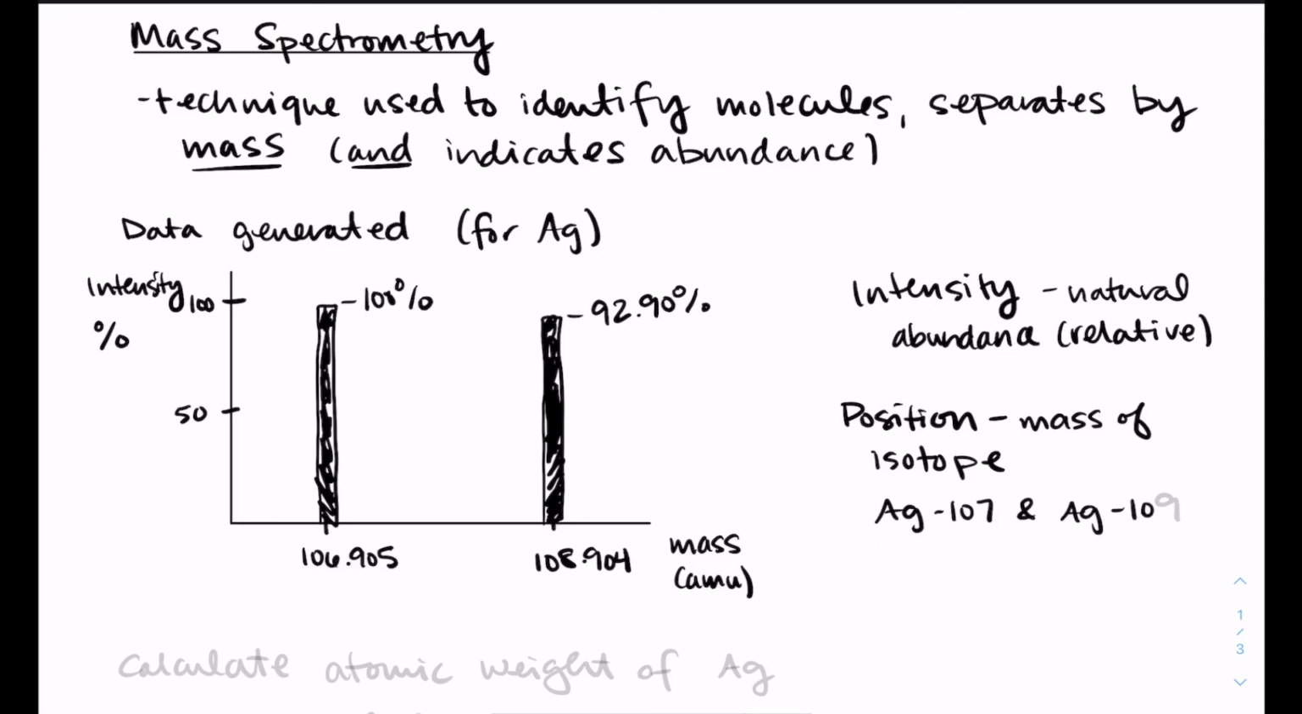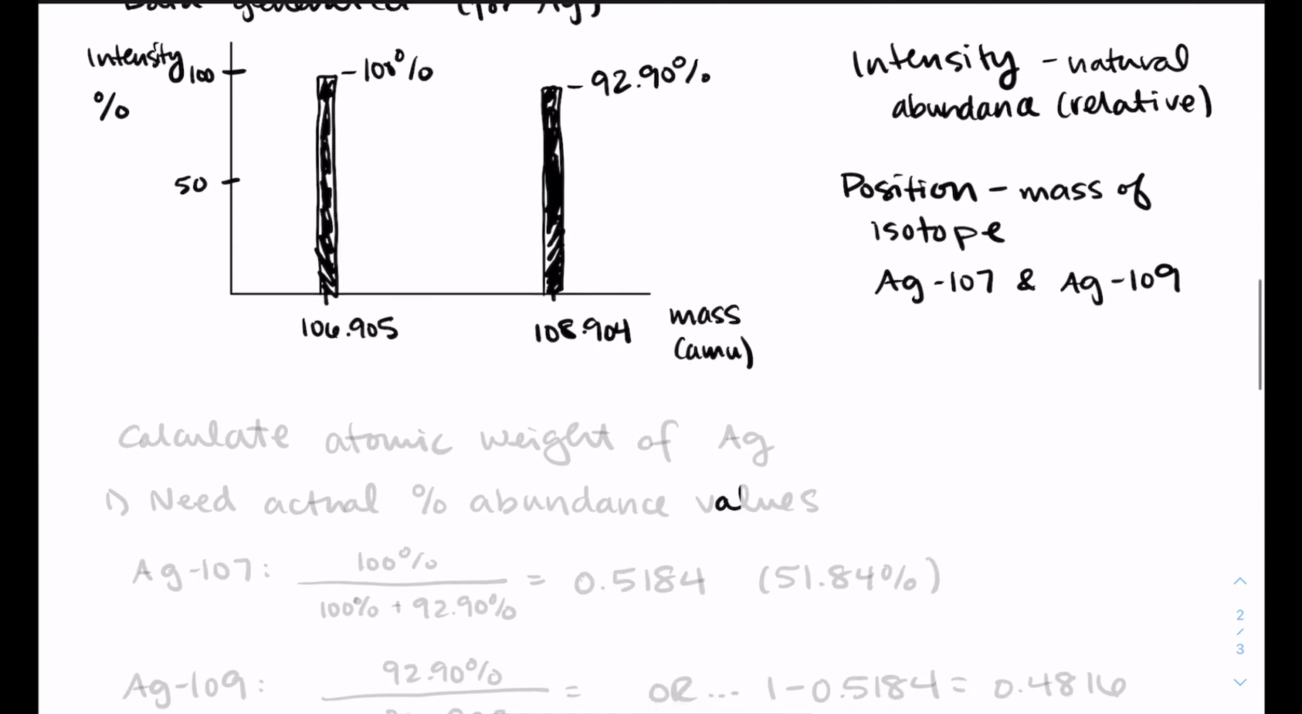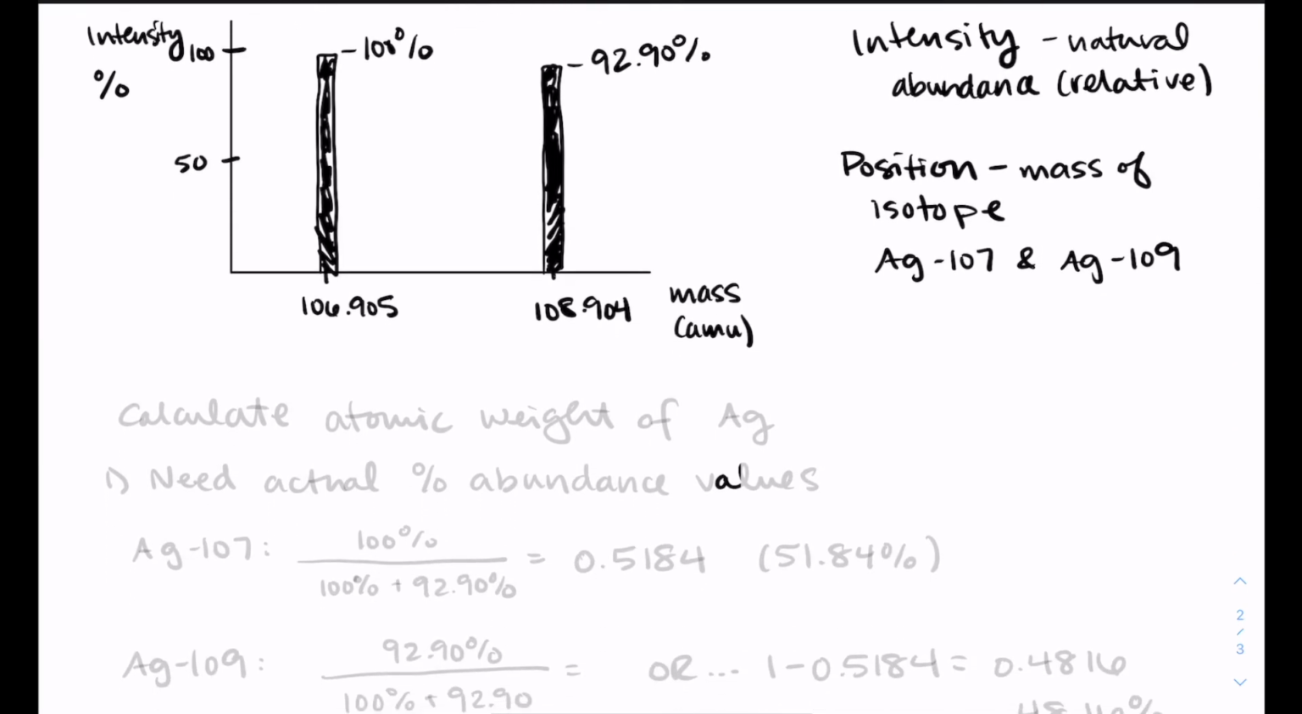Now, if you are given an intensity where it's relative and the tallest one is at 100%, what we need are the actual percent abundance values, because the total percent abundance needs to add up to 100%. So I have one way of solving this on here. There are many ways, and you are welcome to use any other way that makes more sense to you.